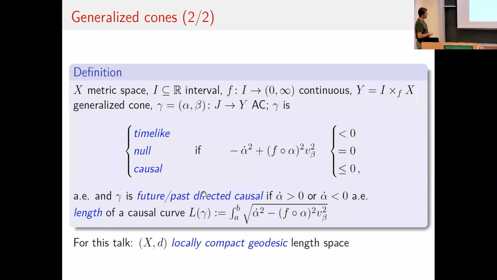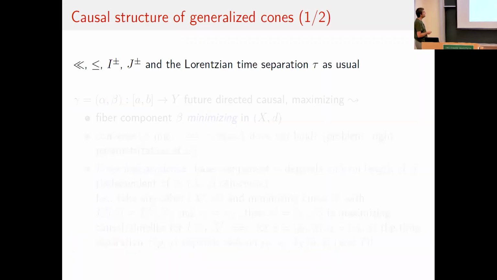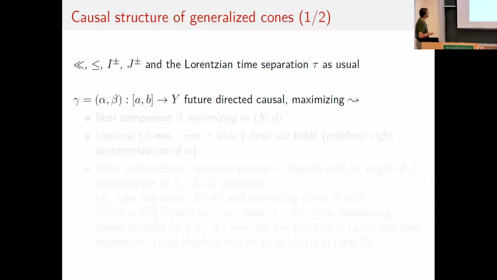And for this talk, X will be a locally compact geodesic length space. But this construction so far works for any metric space. Then you can define the causal relations I plus and J plus as usual, x less than y if there is a future directed time-like curve from x to y and so on. And these generalized cones have really nice properties.